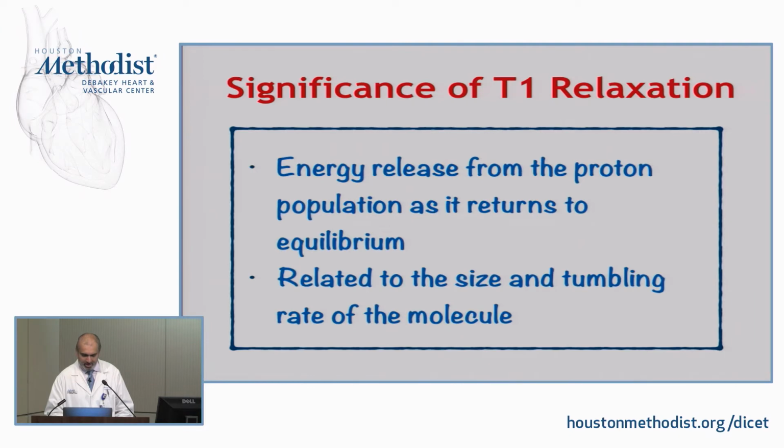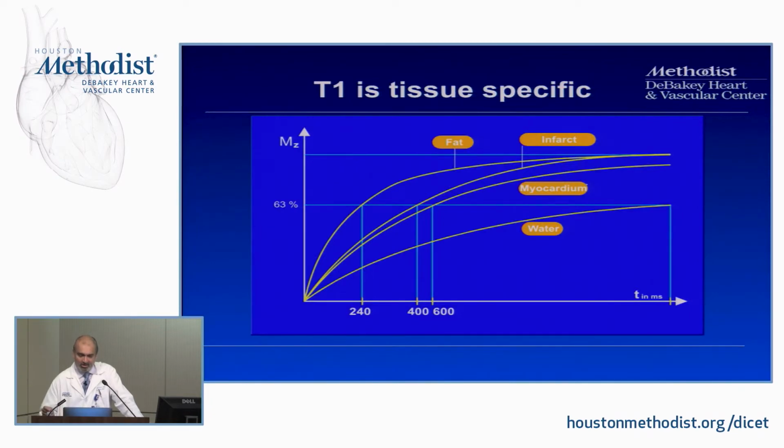Now, the reason for this is basically that there's an energy release from the protons as they return back to the equilibrium state, which again is upright. And this is related to the size and tumbling rate of any given molecule. So the T1 time is tissue specific. Certain tissue has a specific T1 time. If you look at this graph showing the rate at which recovery occurs for different tissues, you'll notice the fastest recovery, the shortest time to get to 63% magnetization, is for fat. So fat has really the shortest or the fastest T1 recovery time. Normal myocardium is somewhere in the middle.